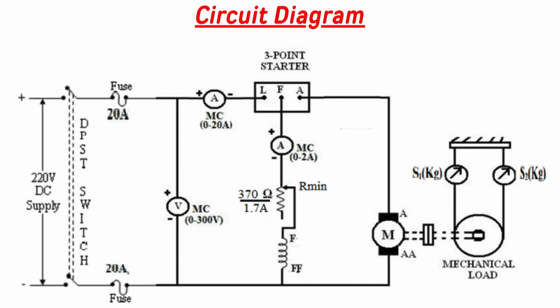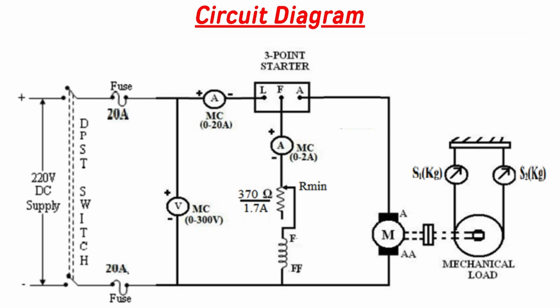Now if the current is more than 20 amperes, then the fuse will automatically burn out and the motor will be protected against overcurrent, which are connected to a voltmeter as well as an ammeter. The type of the ammeter and voltmeters are MC. MC means moving coil, which are connected to a 3-point starter.